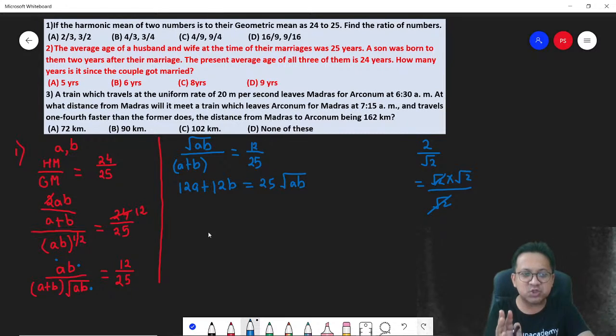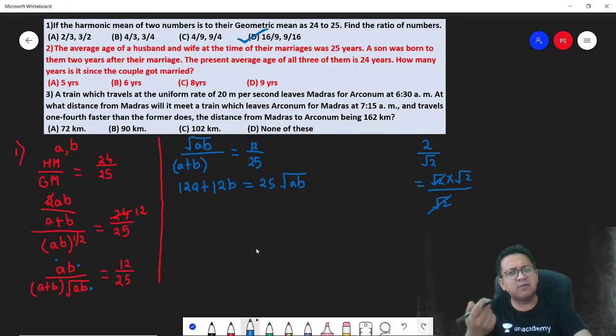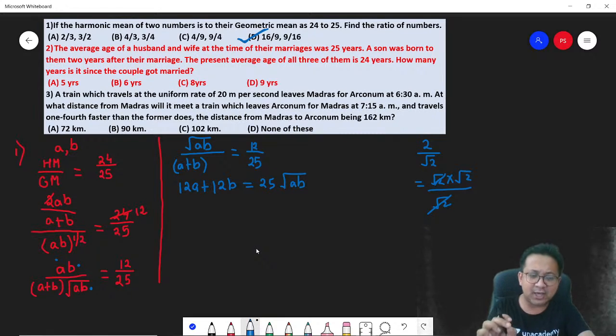I think the easiest way out here will be to check the answer options. If you substitute the answer options here, the correct answer would be option D. Otherwise, you could have solved this equation, but I don't think you need to. NMAT will always have answer options, so substitute them and check which one satisfies. It will be option D. So the first question's answer is D.